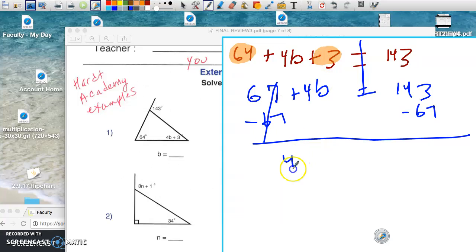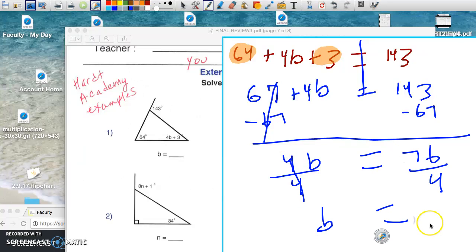So that's going to cancel out. So 4b equals 76. What do you do now? Divide. So you have 76 divided by 4. So that's going to cancel out. B equals 19. That's simple. Boom. Okay? So again, isolating the variables. This is why I do so much of this in class, doing all kinds of things to get rid of x because it's all the same thing.